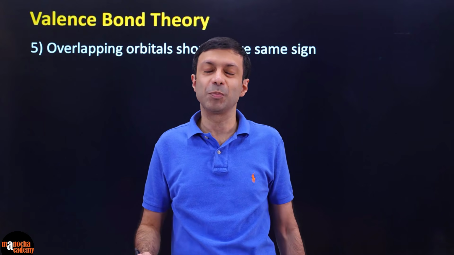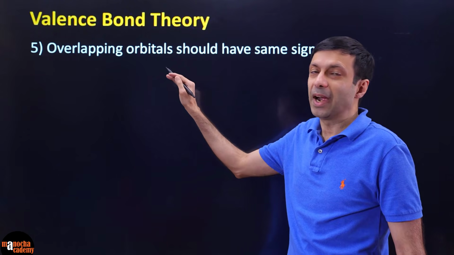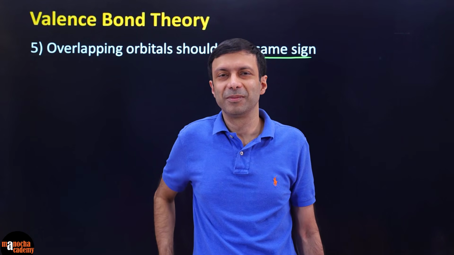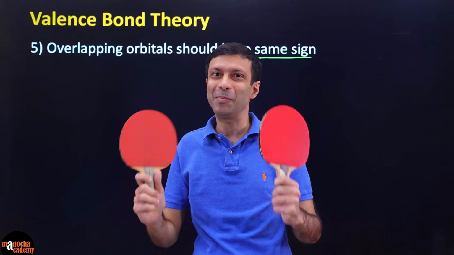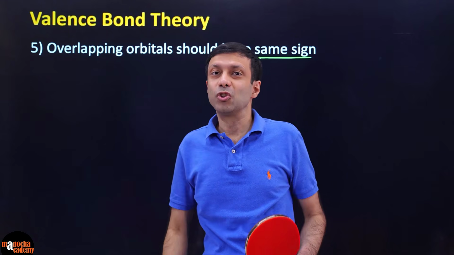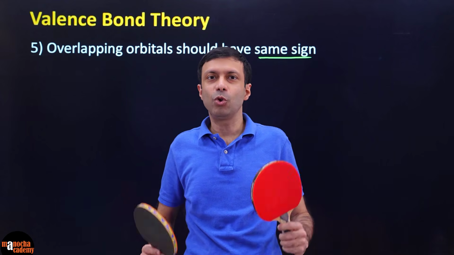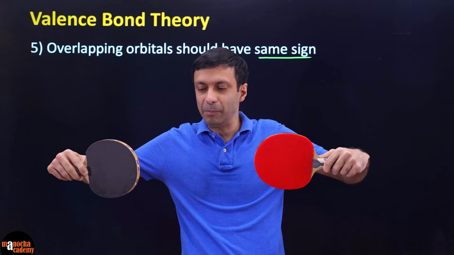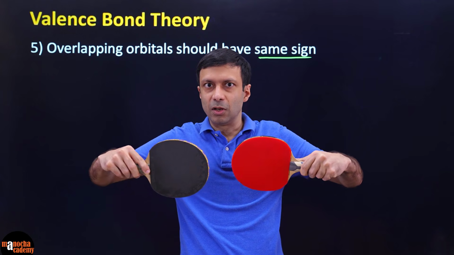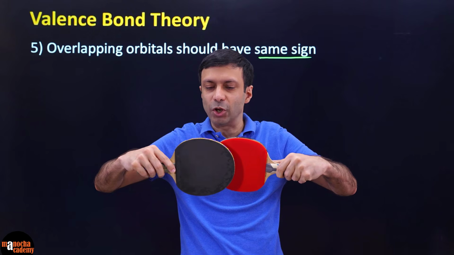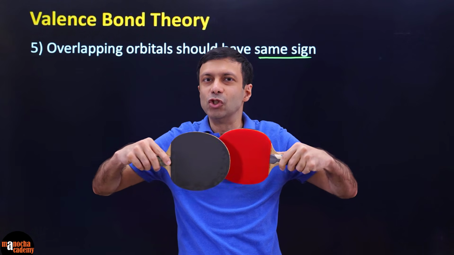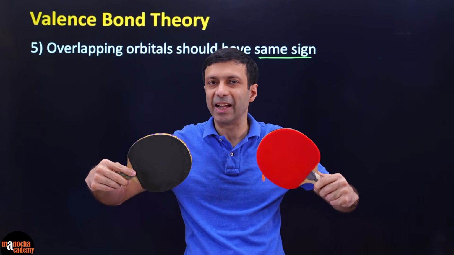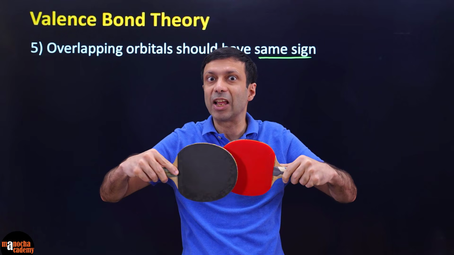Another important point of the valence bond theory is that the overlapping orbitals should have the same sign. Now what does this mean? Once again, let's use our table tennis rackets to understand. What this point is telling us is that if you have two orbitals, let's say these are my two p orbitals, and if I overlap them like this, this point of the valence bond theory is telling us that this overlapping is not possible because let's say this red represents positive sign and this black represents negative sign. So plus and minus cannot overlap.